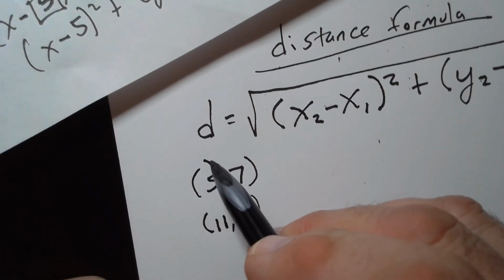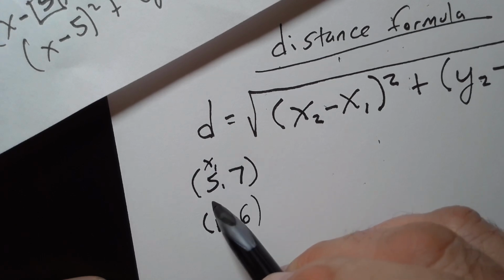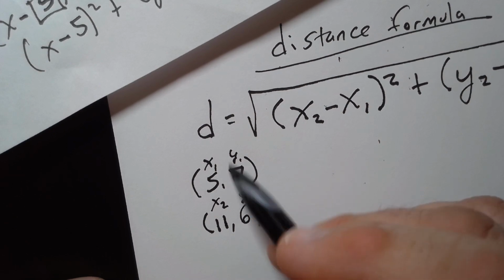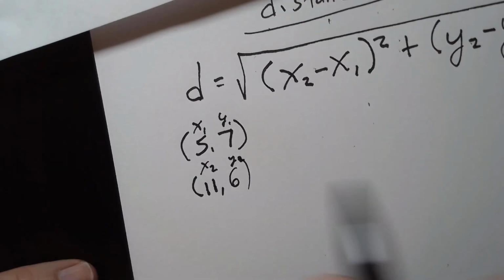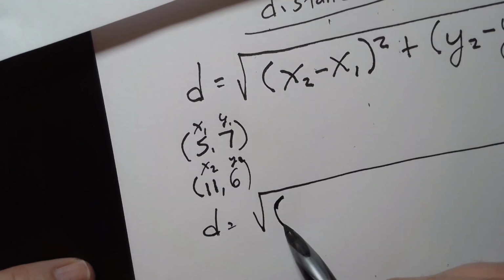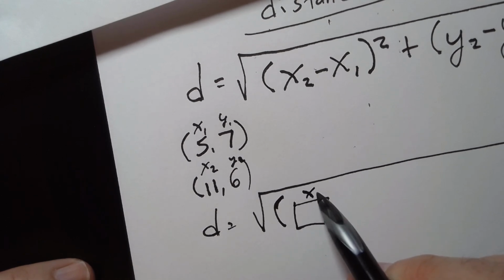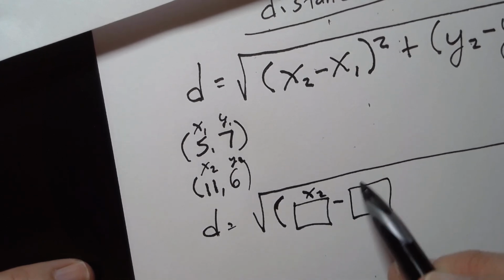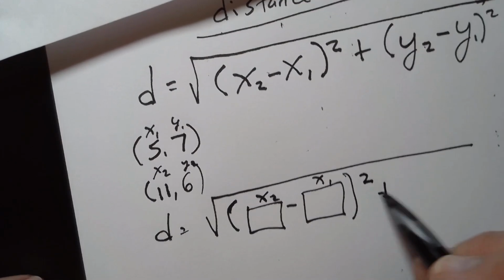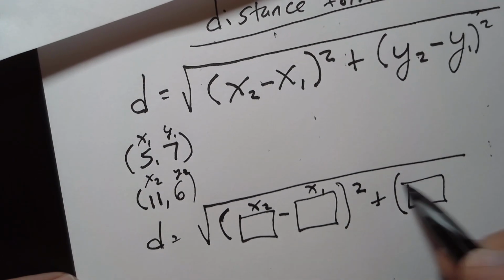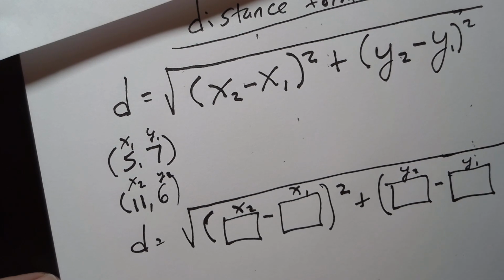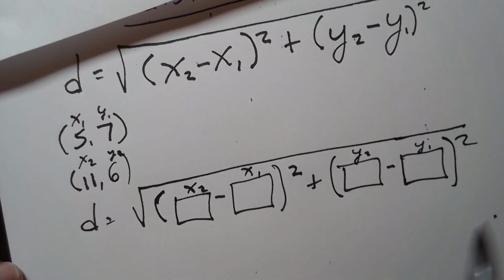I'm going to call this our x1 and our x2. And this will be our y1 and our y2. And it could be the other way around. I just want to choose one way or the other. So our distance is equal to our square root. And again, I'm going to pull out and label. So I've got x sub 2 minus a box with x sub 1, and that whole thing is squared. And I'm going to add to it our y sub 2 minus our y sub 1, and then we'll take that and square it.